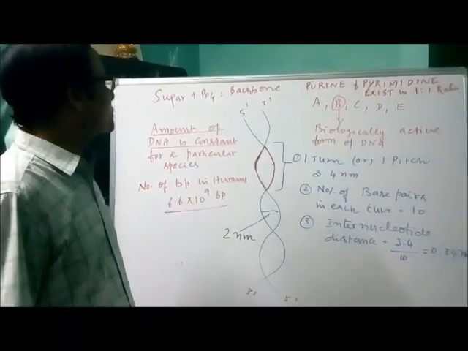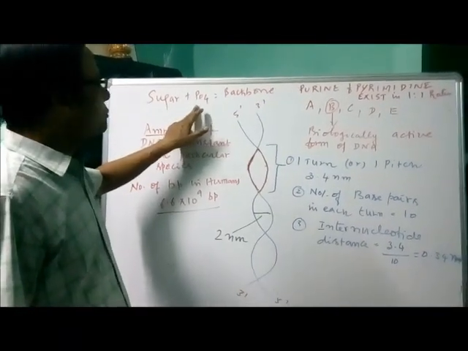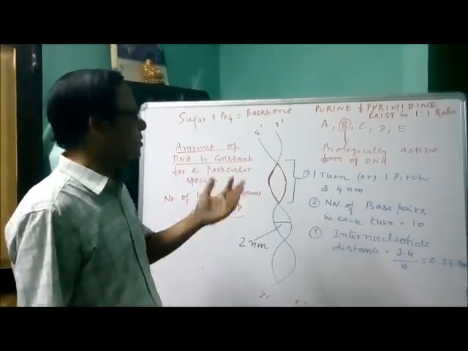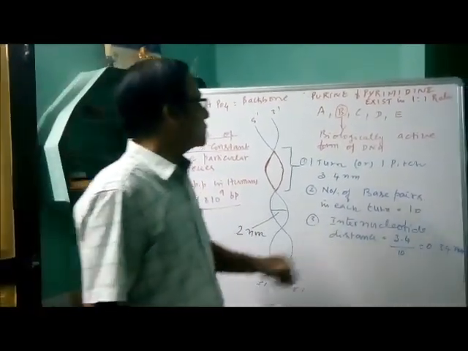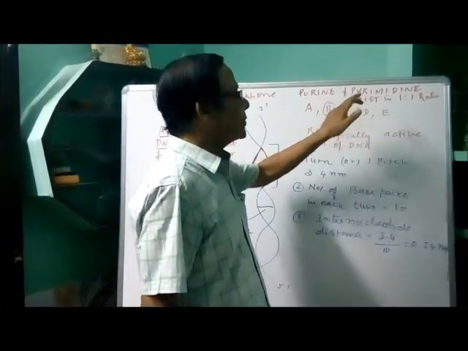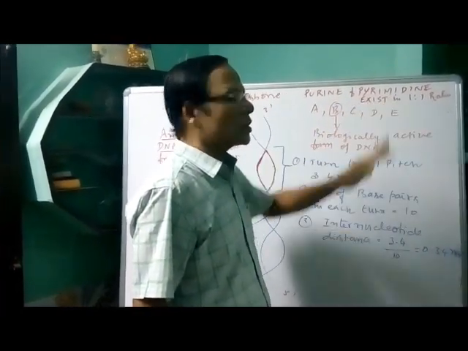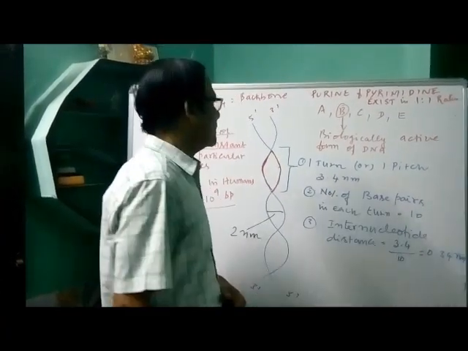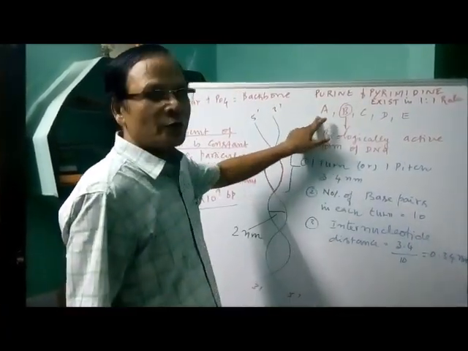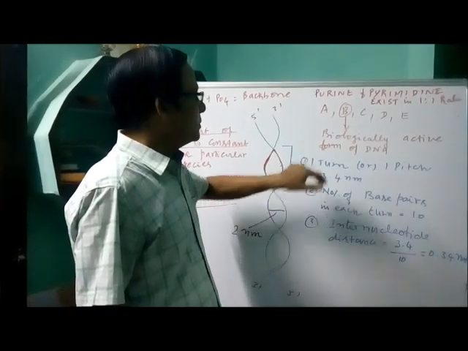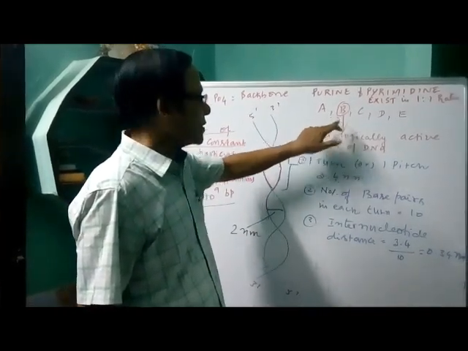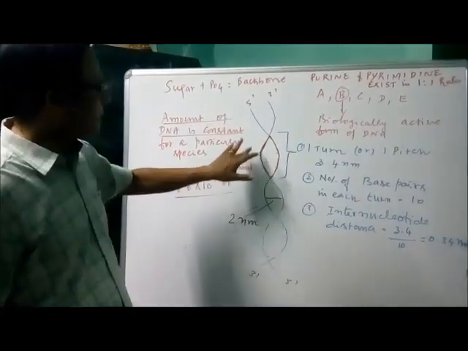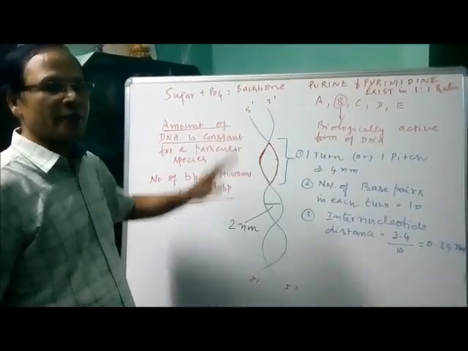The sugar phosphate units together form the backbone of the nucleic acid I mentioned earlier. And also the purine and pyrimidine bases exist in 1:1 ratio. A is equal to T, G is equal to C. Then there are 5 different forms of DNA, but the most biologically active form of DNA is B-DNA. What we describe is nothing but the structure of B-DNA.